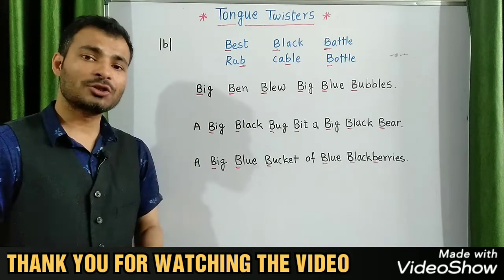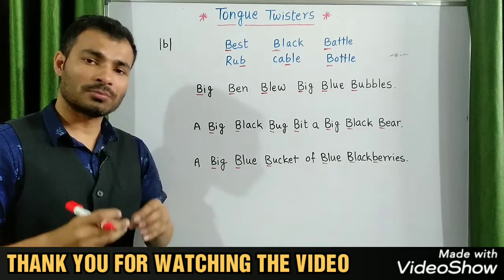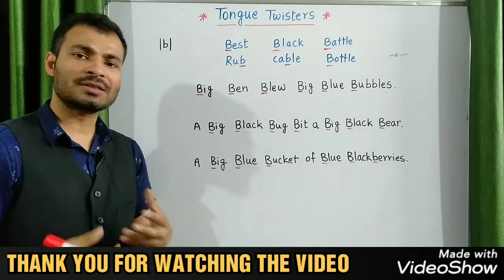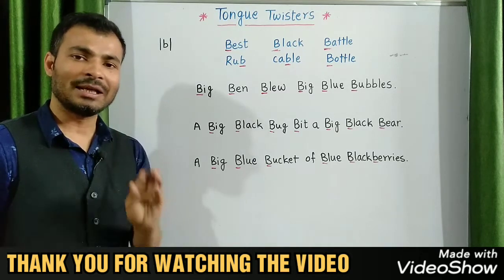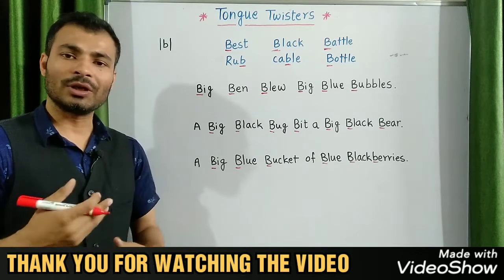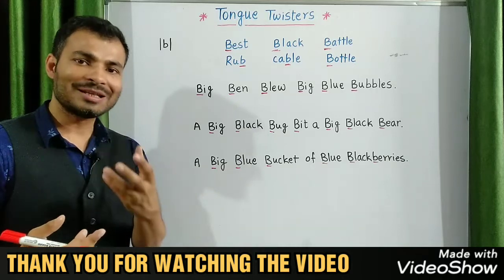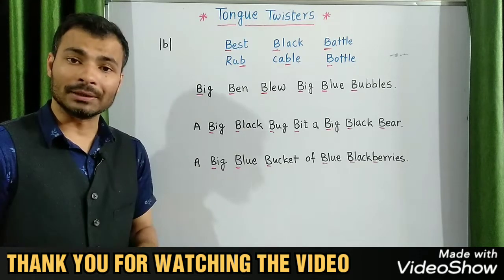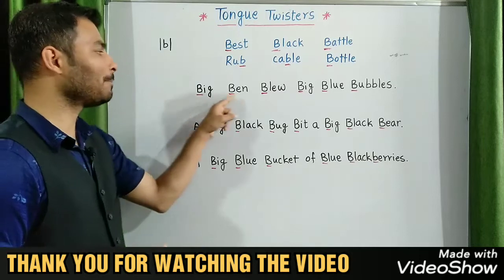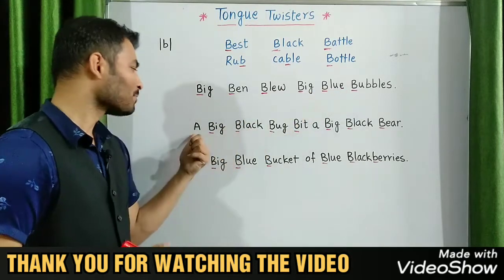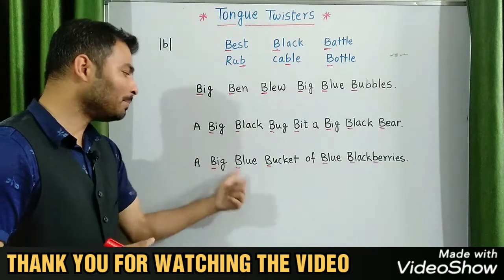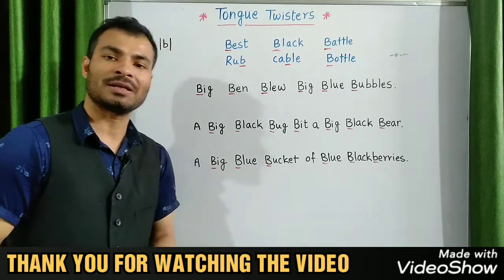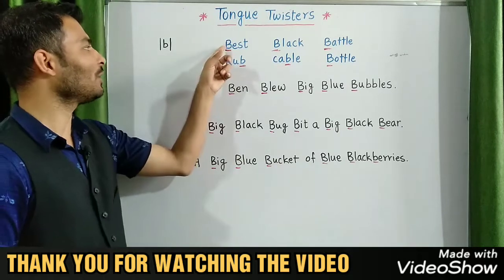Okay, so make sure that when you try to make the b sound, you have to press the lips tightly and separate them along with the voice. Separate them, releasing air along with the voice. So b, b, right? So Big Ben blue, big blue bubbles. A big black bug bit a big black bear. A big blue bucket of blue blackberries. So that is how you can practice the b sound.